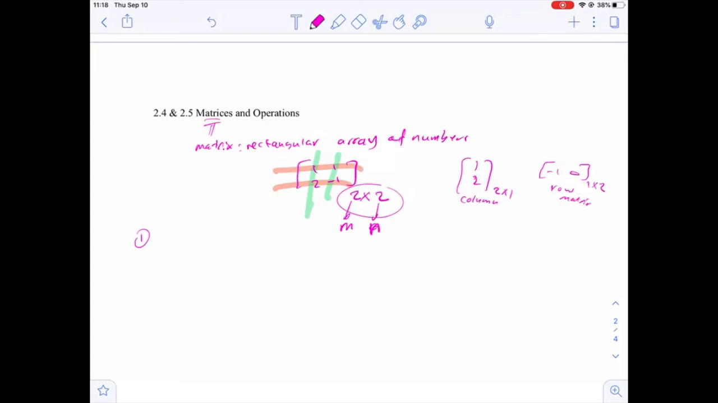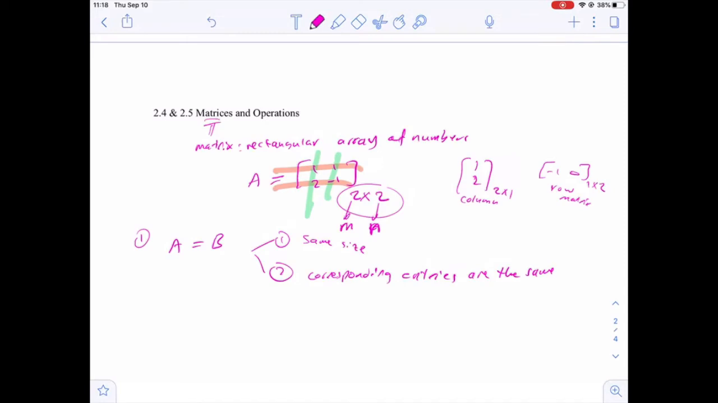First thing, we know that a matrix can be denoted by a capital letter. So 2 matrices A and B are equal if 2 conditions are satisfied. First, they have the same size, and the second, the corresponding entries are the same. So same size, same corresponding entries.